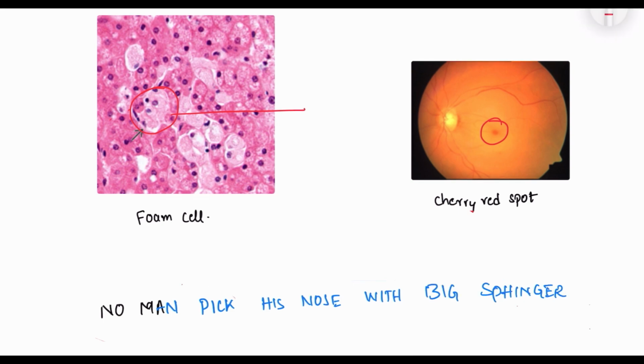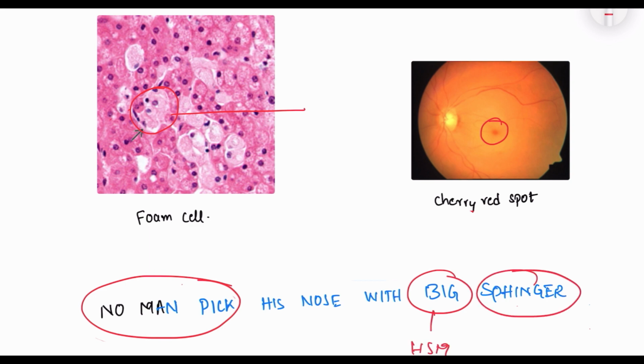A mnemonic to remember Niemann-Pick disease is: Niemann-Pick is nose with big finger. Here finger is written as sphinger. Nose refers to Niemann-Pick, big stands for hepatosplenomegaly, and sphinger for sphingomyelin.